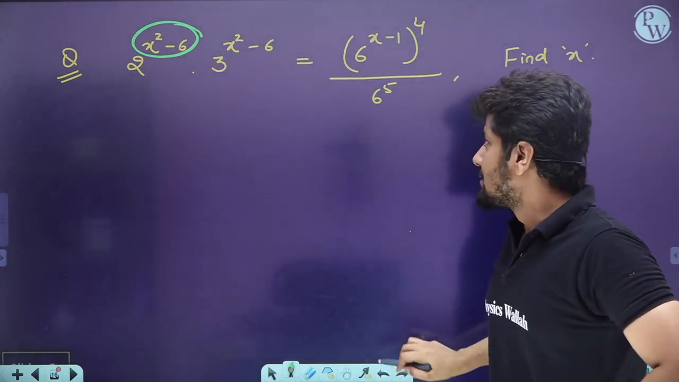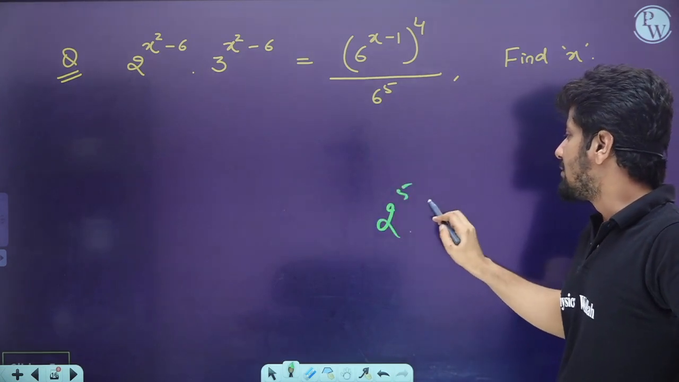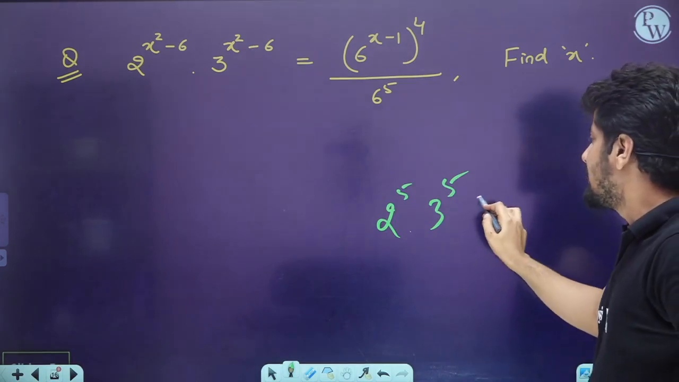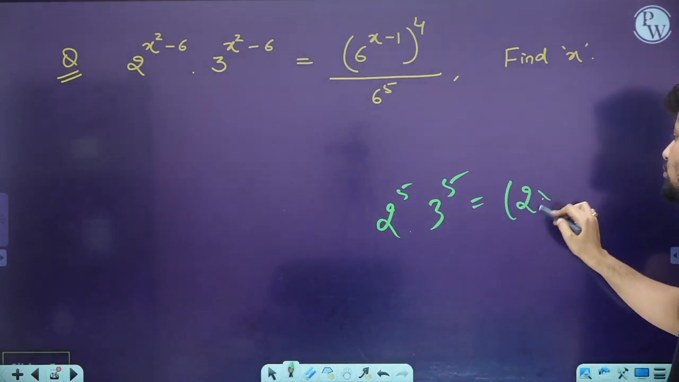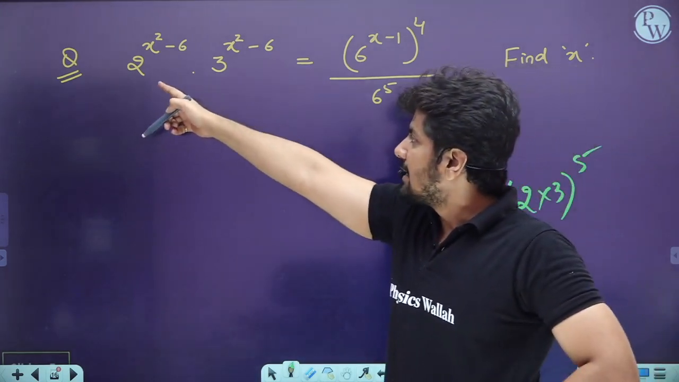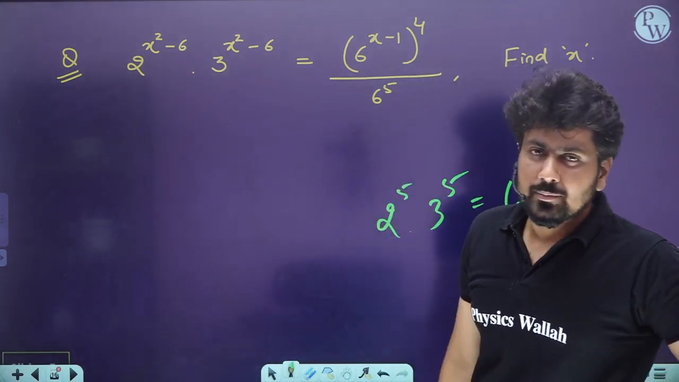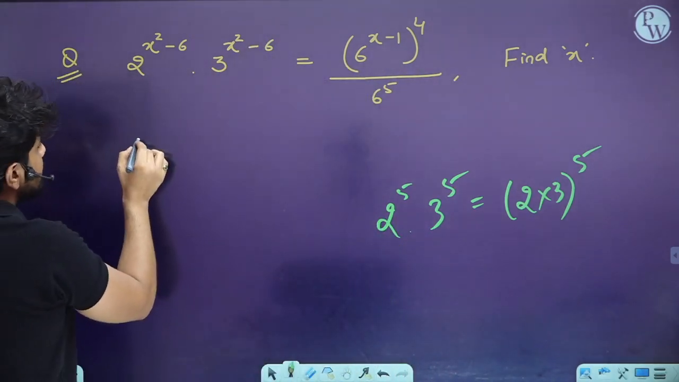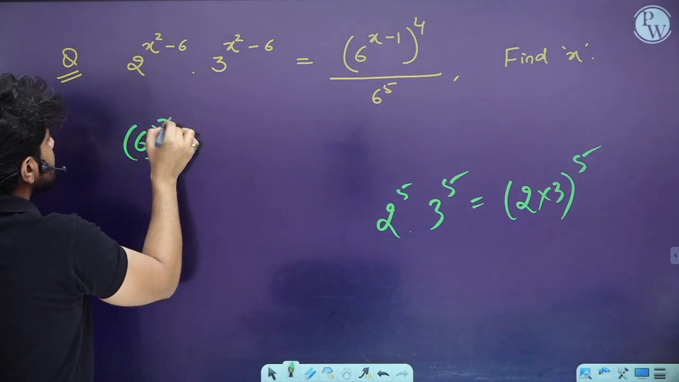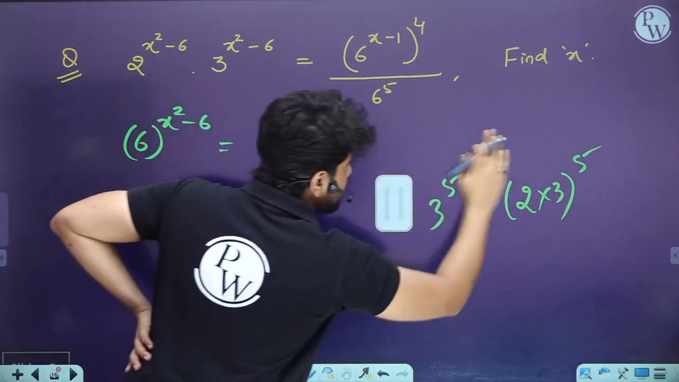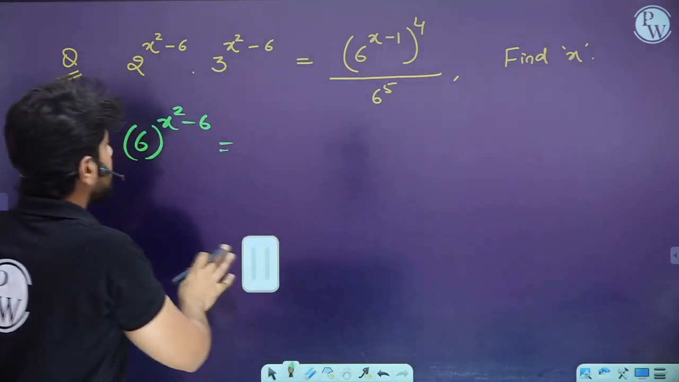Suppose I write 2 raised to the power 5 into 3 raised to the power 5. Bases are different, the power is same. What do we write this as? We can write this as 2 into 3 whole raised to the power 5. Correct? In a similar way, 2 raised to the power this into 3 raised to the power this, we can write it as 2 into 3, which is 6, whole raised to the power x square minus 6. 2 multiplied by 3 whole raised to the power this thing.